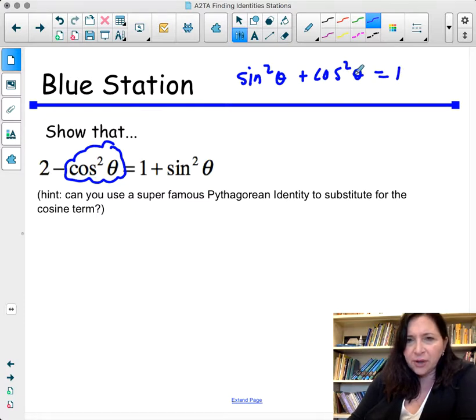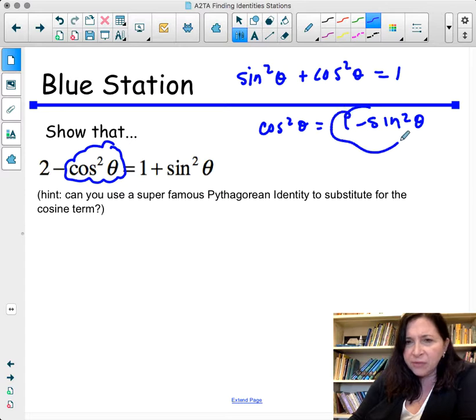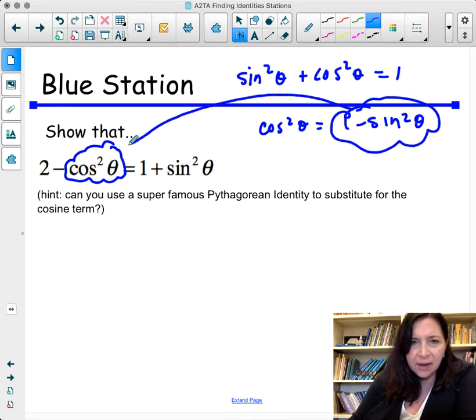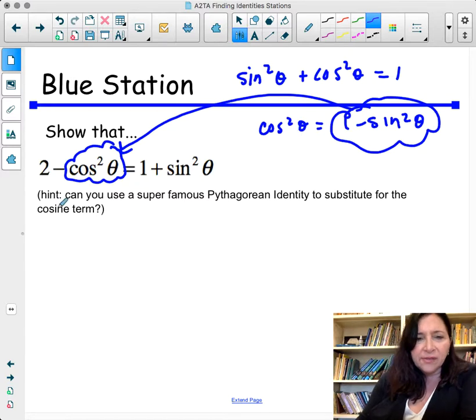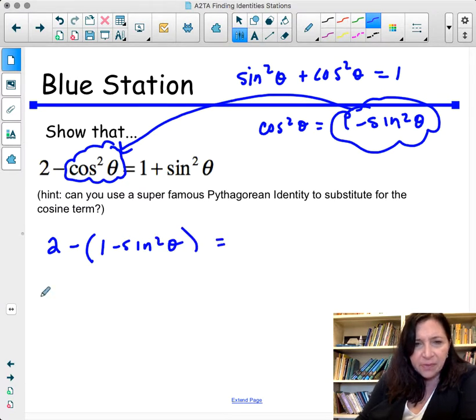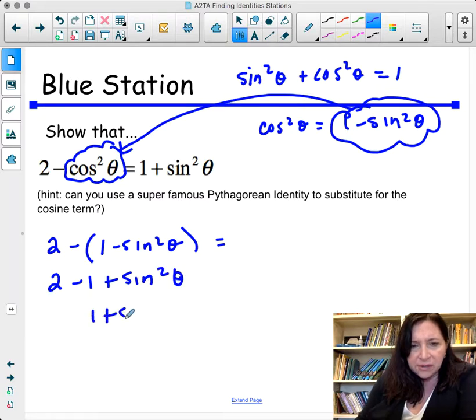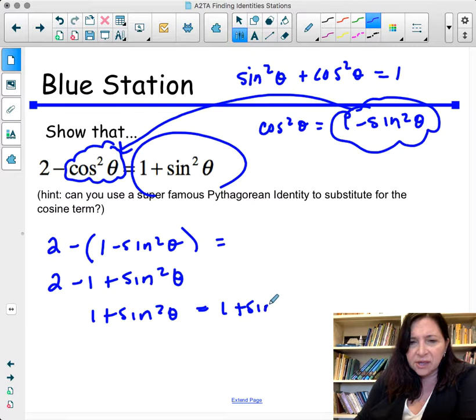Well, just for cosine squared of theta, if I just isolated the cosine squared of theta, I'm going to get 1 minus sine squared of theta, okay? This right here, I'm going to replace that right there because that's what cosine squared is. So we're going to get 2 minus that value. So it's a quantity, 1 minus sine squared of theta. Now, I'm going to distribute this negative sign. I'm going to get 2 minus 1 plus sine squared of theta. Well, 2 minus 1 is 1. So now I have 1 plus sine squared of theta, which equals this, which is 1 plus sine squared of theta.